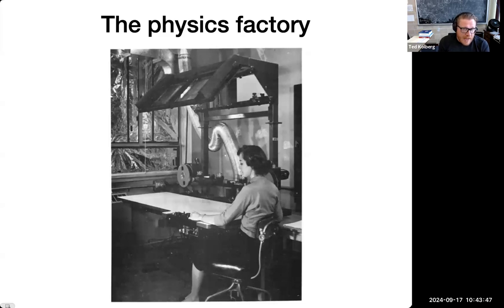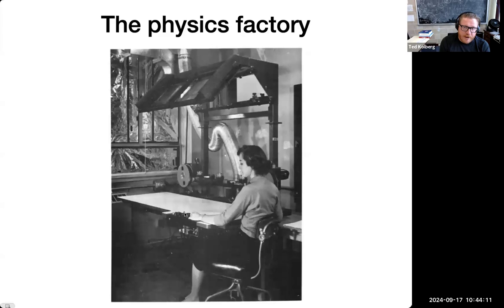So this is a specialized table used for the analysis of bubble chamber photographs. And you see that there's a roll of film over here. And then there's this sort of projector thing over the top. And then she's got some measuring devices available to her down here on the table.